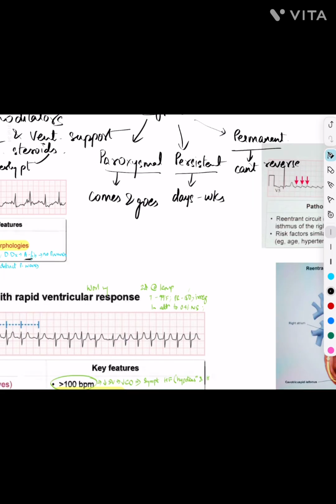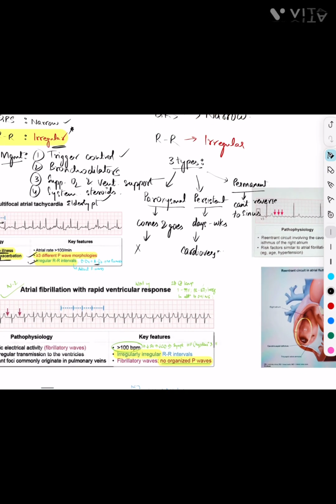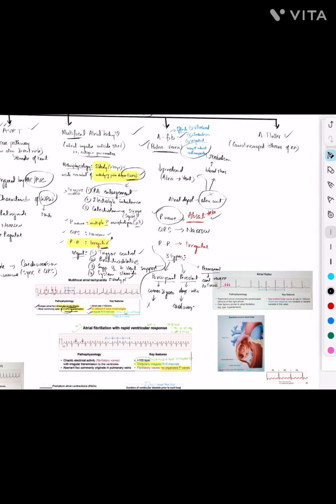What should we do to manage this? Paroxysmal comes and goes, so we shouldn't do any management unless the patient is hemodynamically unstable. Next, persistent. How should we manage it? Days to weeks. This requires cardioversion. And permanent means it can't revert to sinus even after cardioversion. So these are the 3 types of atrial fibrillation that you have to remember.